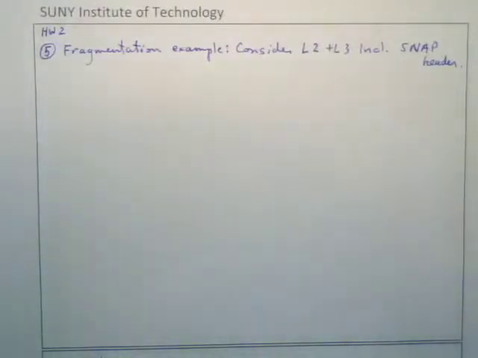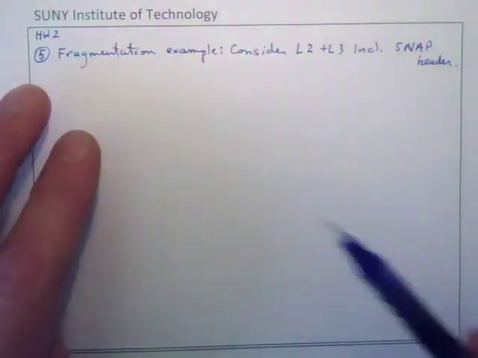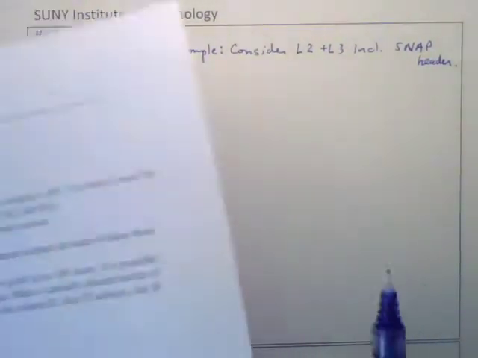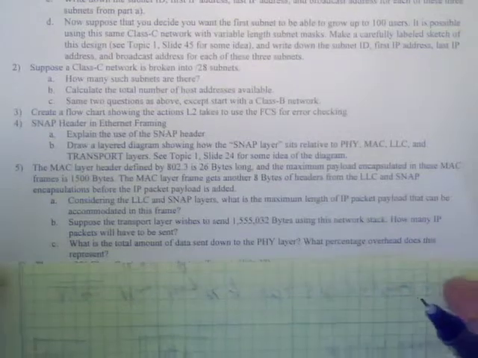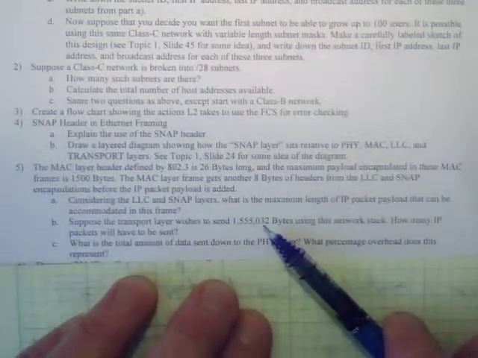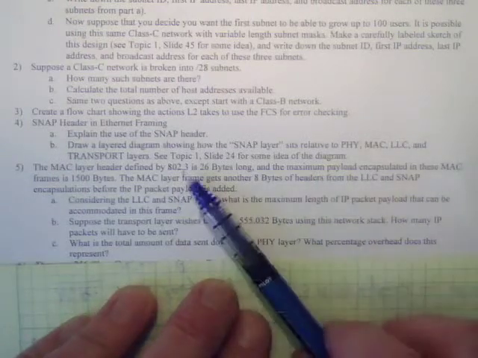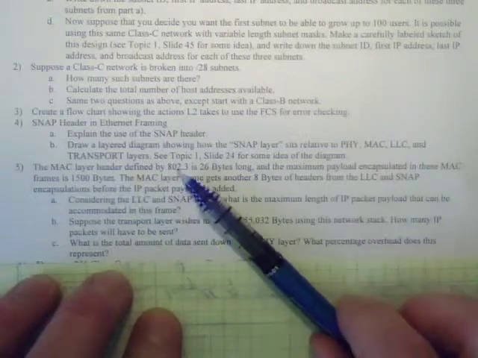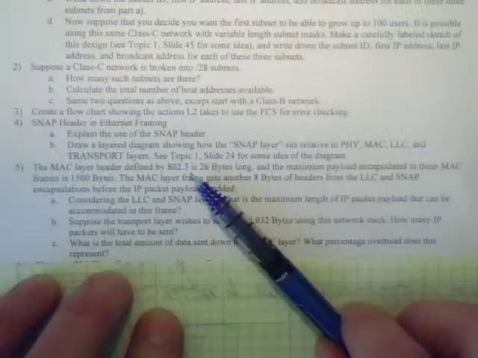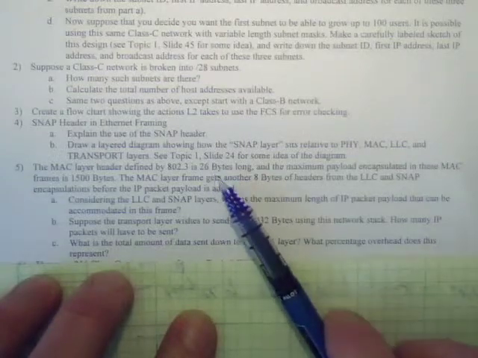Okay, in this example problem, I'll do problem number 5 from homework 2. And in problem 5, we're looking at taking some data from layer 4 and sending it down through layers 3 and 2. And here we're looking at the MAC layer header, the 802.3, that is the Ethernet. The problem says that header is 26 bytes long.